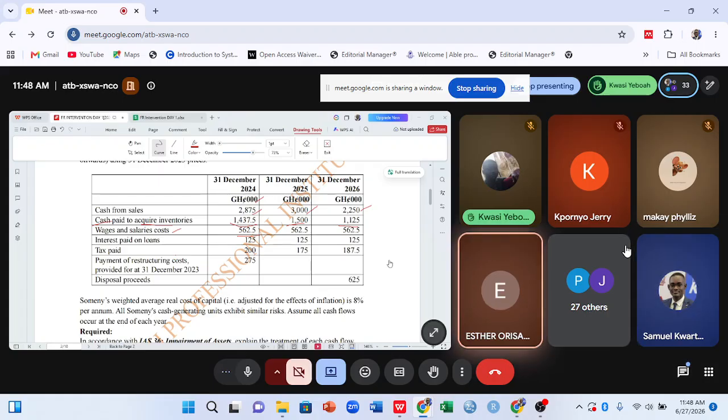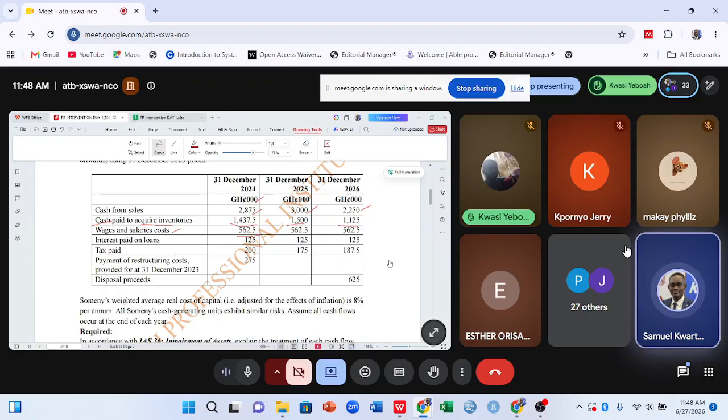So in the standard, cash flows from financing activities are not included in the estimation of value in use. That's the answer. Cash flows from financing activities are not regarded. That's according to the standard. Well done. Kwesi, can you say the same thing? Yes, that's the reason.